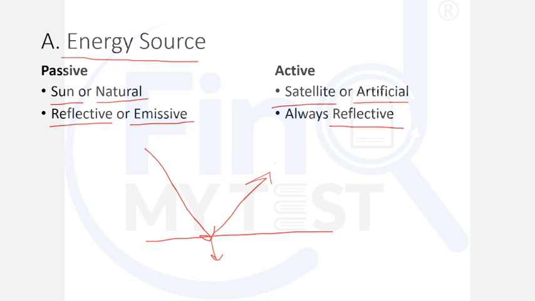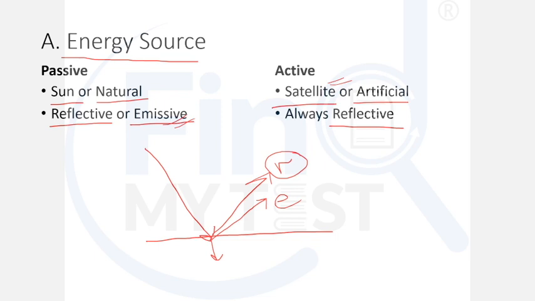When we measure this reflective energy with the artificial sensor, that is active remote sensing. In passive remote sensing, both the reflective as well as the emissive energy is measured. Once the Earth's surface absorbs the heat or the electromagnetic radiation, to maintain the heat budget of the Earth, it again emits this energy after some time. This emitted energy is measured in passive remote sensing.